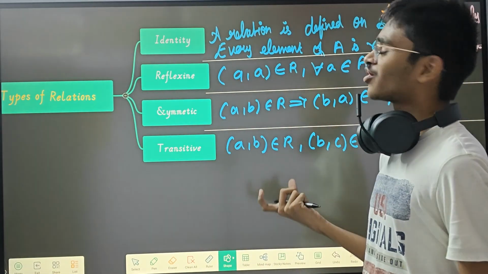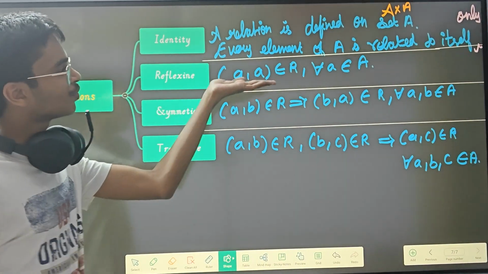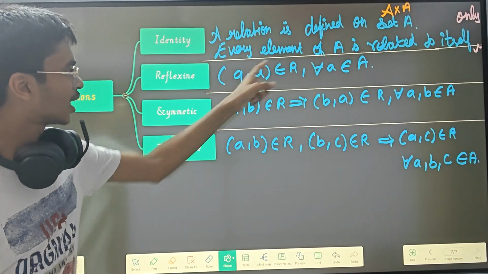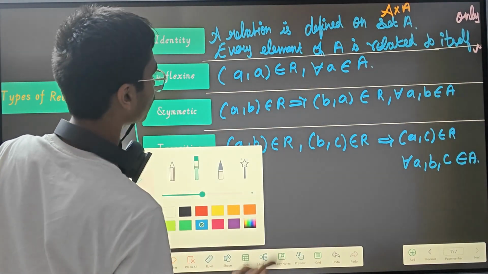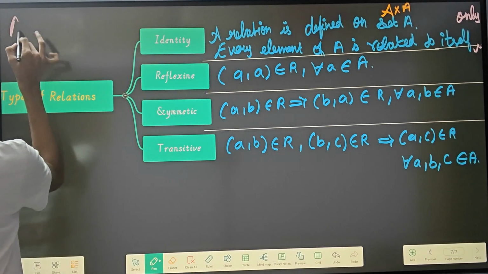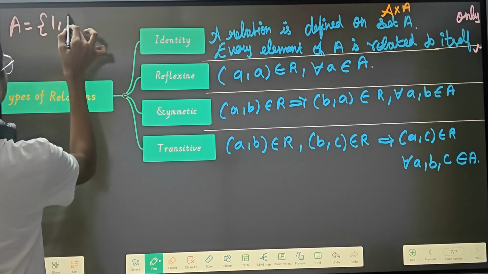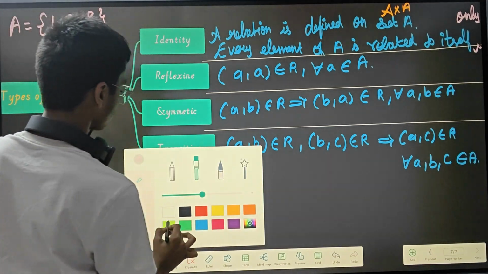Next is reflexive. Actually, many of you would have understood by just looking at this, but we will explain. For every case, we are going to take one standard example, set A, where A is equal to {1, 2, 3}, because this is a very simple set.